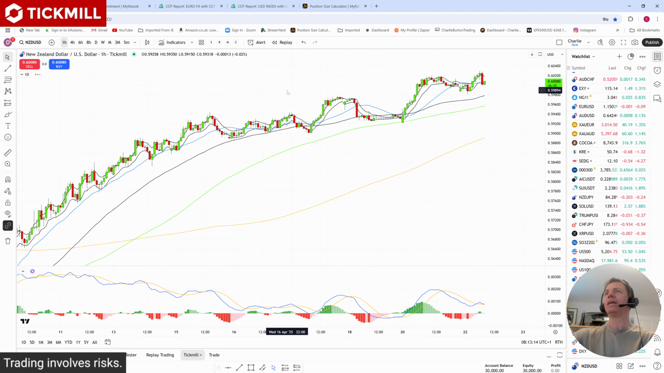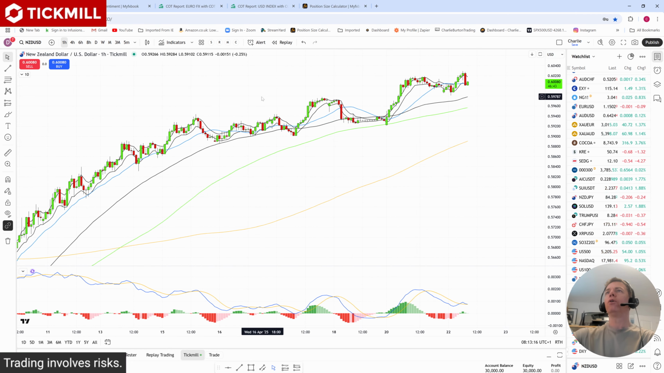Now, what I think is interesting on the hourly charts now, if we start coming down on the smaller time frames, is that we've seen some minor double tops this morning.